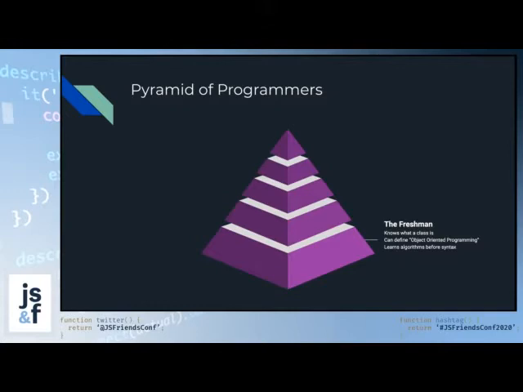Maybe they don't know what a for loop is. They don't know what a switch statement is. So this is kind of someone who's brand new to programming, isn't really in a career for it. Maybe it's just a hobby. Maybe it's just something they're passively interested in.